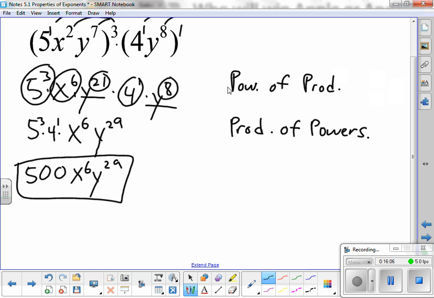Now remember, for each step, we do need a reason. So the reason from here to here is power of products, product of powers. So this last step, all I did was multiply. So I'm okay with you guys putting simplify for that.